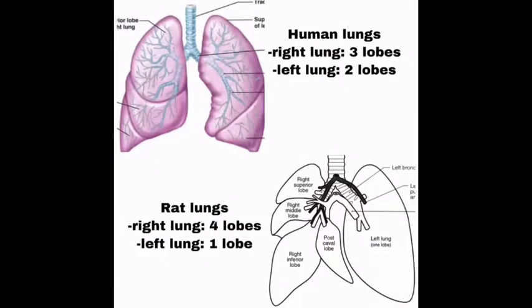The function of the respiratory system in rats and humans is the same. They both use this system for the exchange of gas. The major difference between rats and humans is that in humans, the right lung has 3 lobes and the left lung has 2. And in rats, the right lung has 4 lobes and the left has 1.